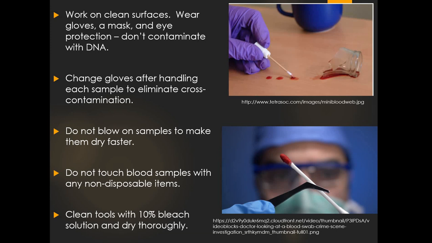So we need to make sure that this is a hard thing too. After every sample that we take, we change gloves, because otherwise we would be cross-contaminating a scene. Another rookie mistake is trying to blow on a sample to make it dry faster. Well, what are you doing when you're blowing on a sample? You're putting your DNA on the sample.